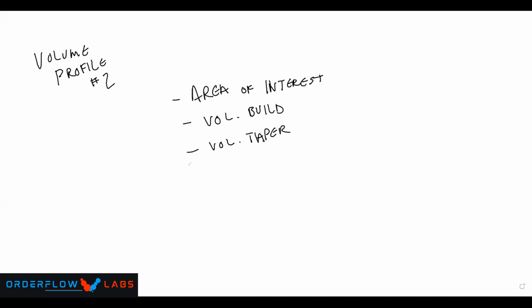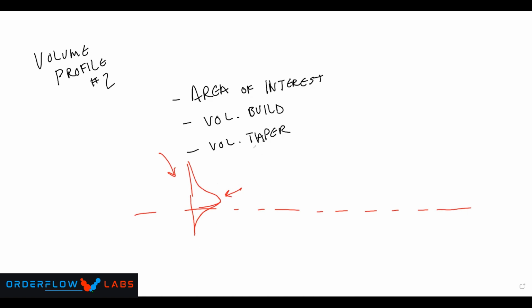What I want to talk about primarily is areas of interest in volume build and volume taper. As I come into an area of interest, if I'm coming from the top down into it, and the volume profile is building into that zone, then I'm seeking continuation, because it shows interest here not yet met with lack of interest, or a volume taper. Volume taper is when the volume dwindles off.